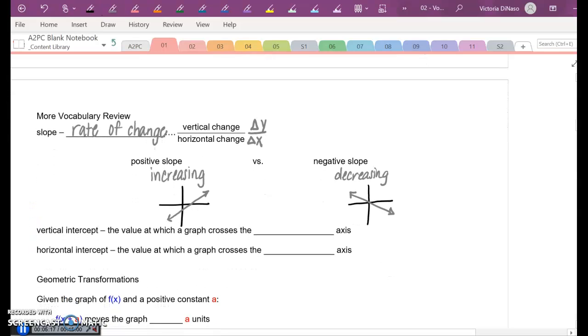We have our vertical intercept. A vertical intercept is the value at which the graph crosses the vertical axis. Vertical, that's the up and down one. Vertical is up and down, so we're talking about the y-axis. A horizontal intercept is the value at which the graph crosses the horizontal, which means the x-axis. So horizontal line that's going across, which represents the x-axis.